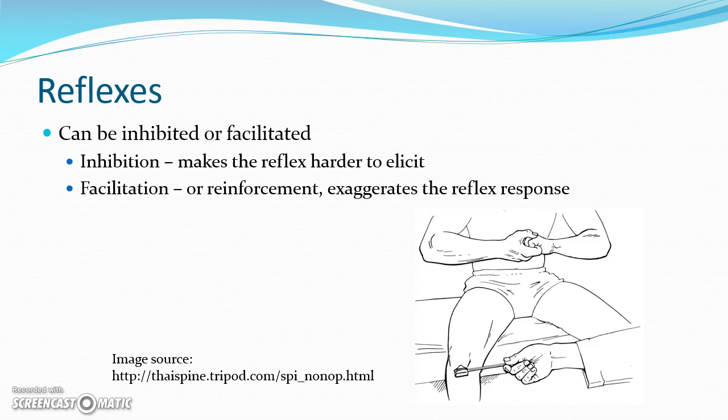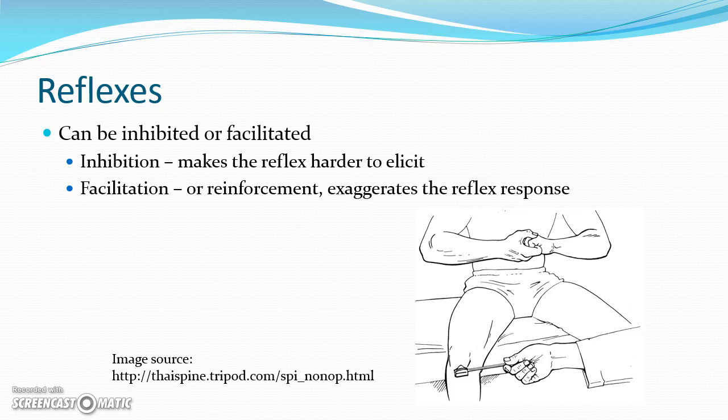While most reflexes happen as predicted, recall the definition of a reflex, the results can be either inhibited or facilitated. Inhibition means the reflex is harder to elicit. For example, having the quadriceps already contracted will reduce the response of the patellar reflex.